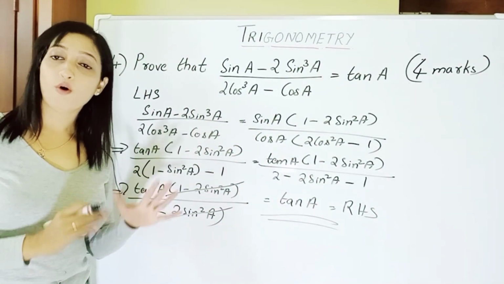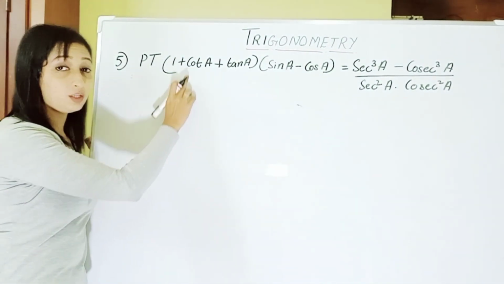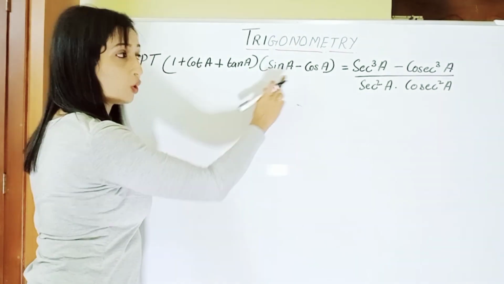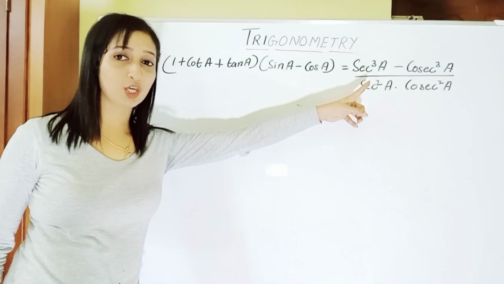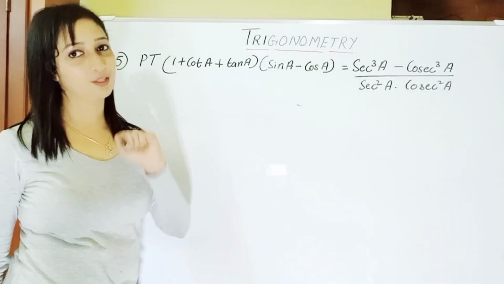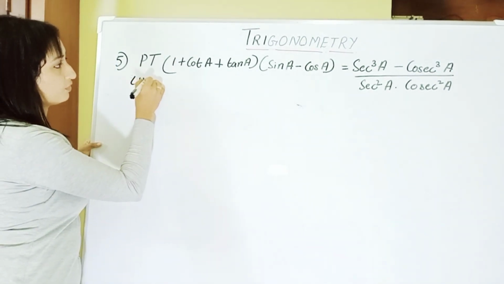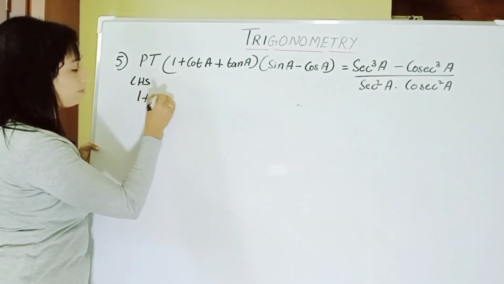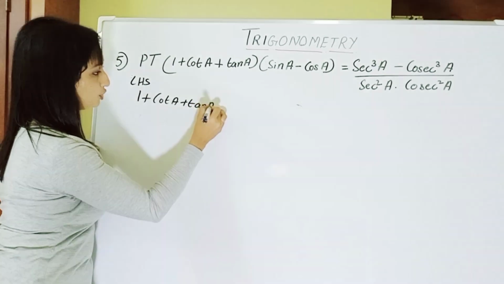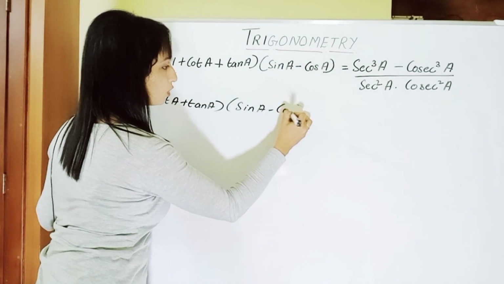Now, let's move on to the 5th question. So, the 5th question is, prove that (1 plus cot A plus tan A) into (sin A minus cos A) is equal to (sec cube A minus cosec cube A) by (sec square A into cosec square A). So, now, how do you prove that? Let us take the LHS first. What is the LHS? (1 plus cot A plus tan A) into (sin A minus cos A).